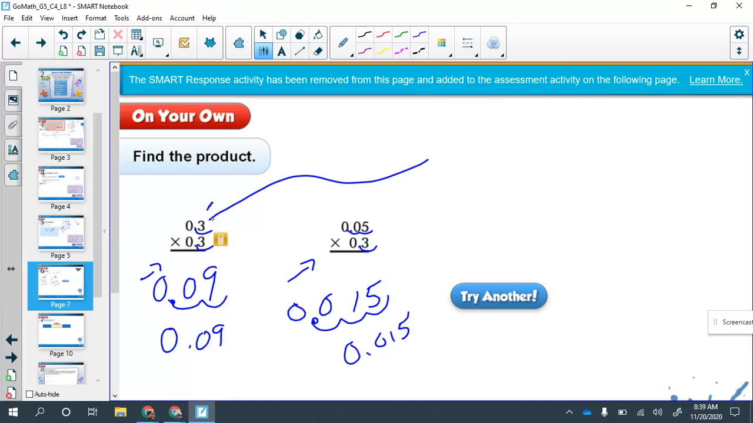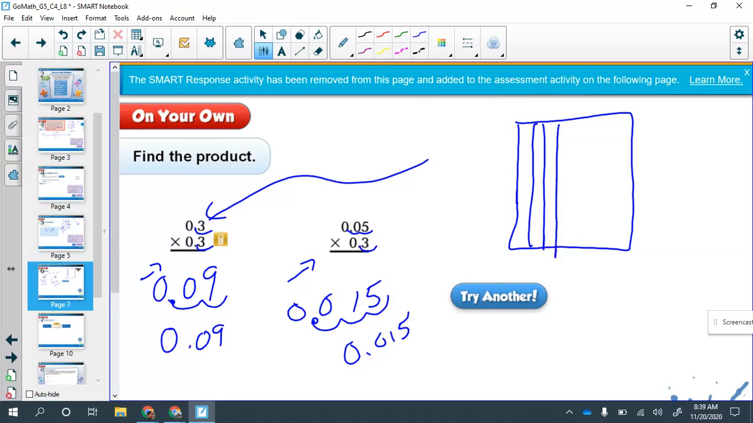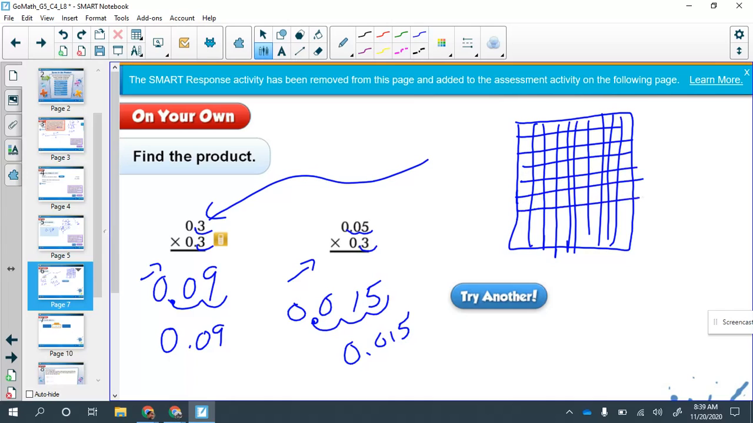Just for fun, let's take a look at this one and see if we can draw a model to represent this idea. So I need to take 3/10 of 3/10. Well, remember in one of our previous lessons, we drew this model where we cut up a block into tenths. So 1, 2, 3, 4, 5, 6, 7, 8, 9, and 10, and then 1, 2, 3, 4, 5, 6, 7, 8, 9, and we'll draw another one on for 10, right?